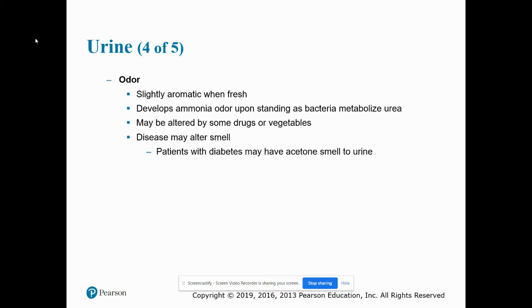Whenever urine is fresh, it's slightly aromatic, but over time it will develop an ammonia odor, because bacteria begin to metabolize the urea. The odor may be altered by some drugs or vegetables, and disease may also alter the smell, such as patients with diabetes may have an acetone smell to their urine.